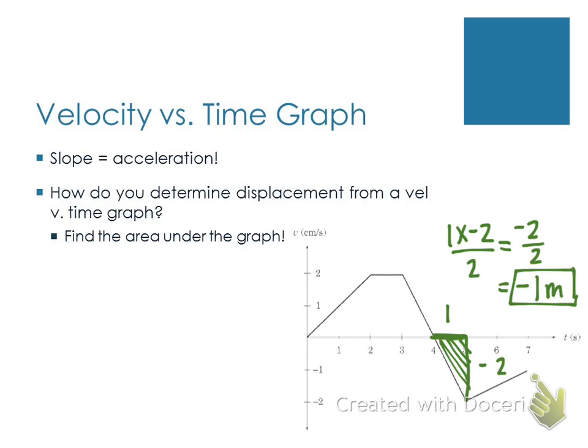Okay, so that means from this point where they've stopped, they've moved backward 1 meter. That negative is important when you're finding displacement. So you have to pay attention as to whether it's above or below the x-axis. Okay, let's go ahead and try another one here. Any questions on this one? So displacement from a velocity versus time graph means you find the area.